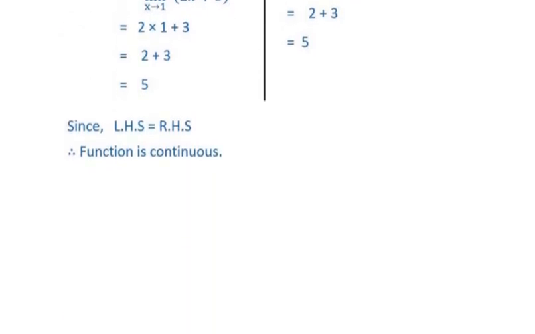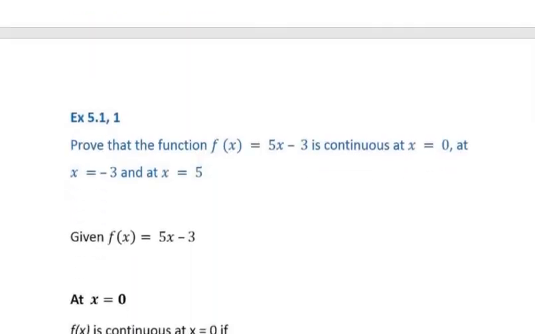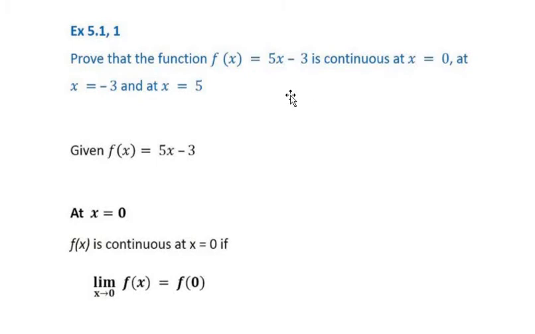Now if we see that f(x) = 5x - 3 is continuous at x = 0, at x = -3, and at x = 5. Now remember, we have to check whether it is continuous or not at the given points. Here x = 0, x = -3 and x = 5 are the given points. So for x = 0, limit x tends to 0, f(x) equals f(0). If we can prove this much, then we are done. We can say that the function is continuous at x = 0.